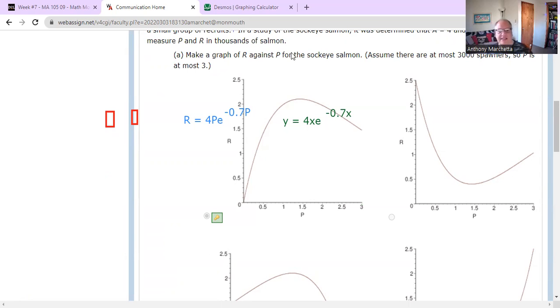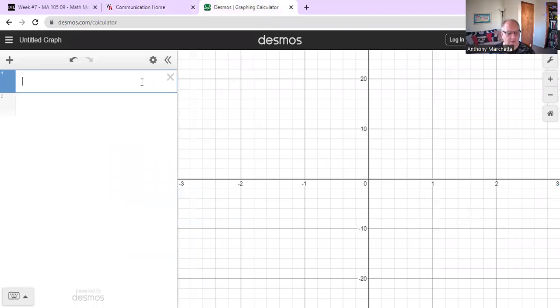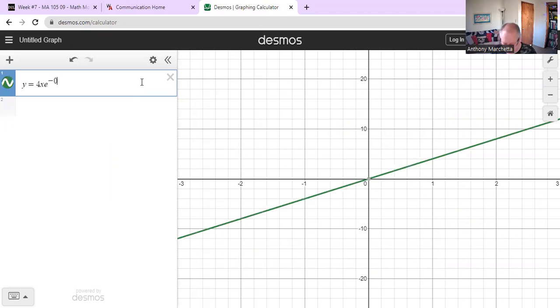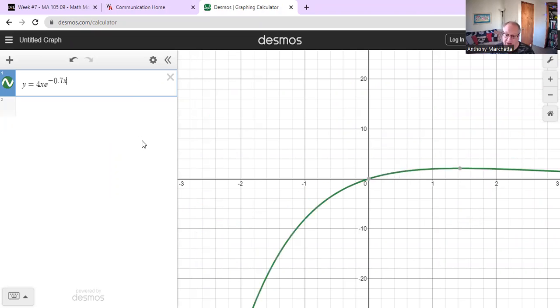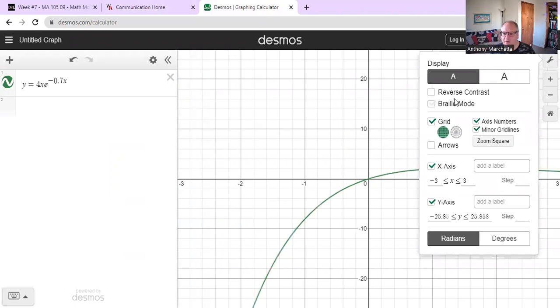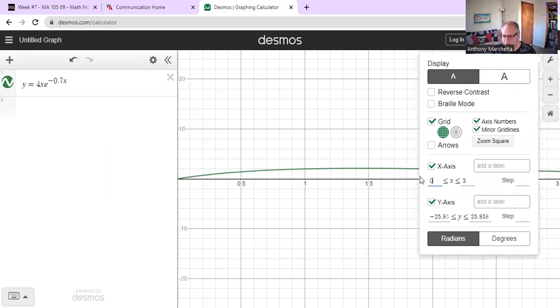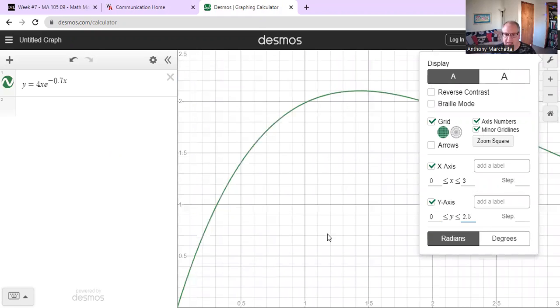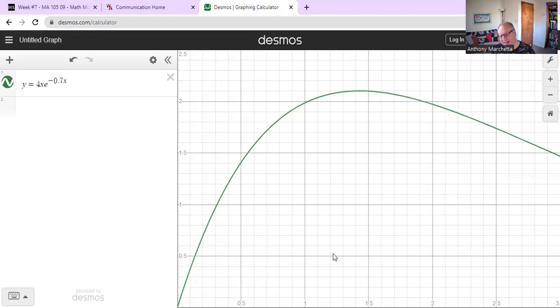Remember that it's 4xe to the negative 0.7x. So we say y equals 4xe to the power of negative 0.7x. And there's my function. I also would like to see this function specifically on the x-axis from 0 to 3 and on the y-axis from 0 to 2.5. Now, doesn't it look like one of the answer choices? Now it really, really emulates one of the answer choices.